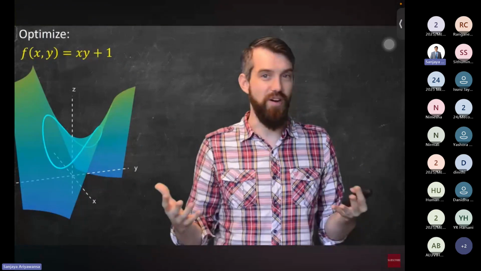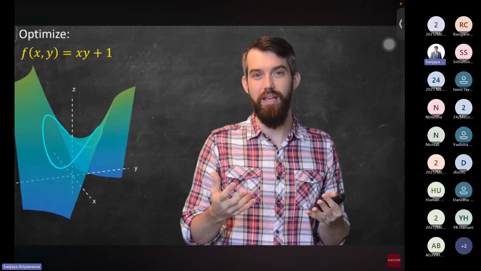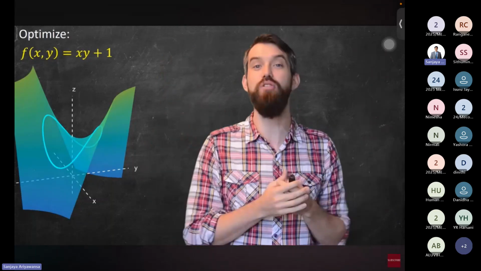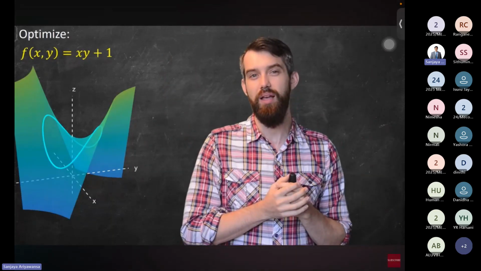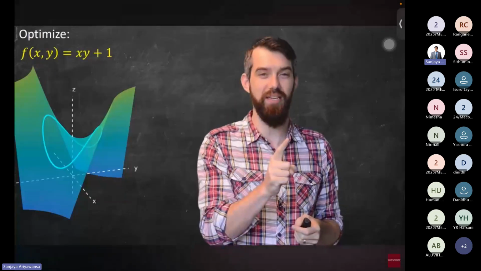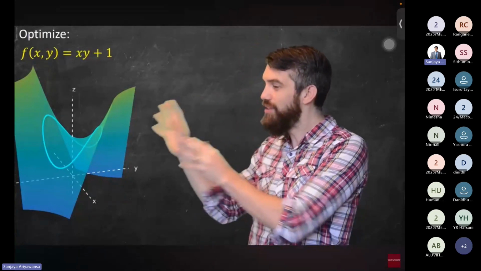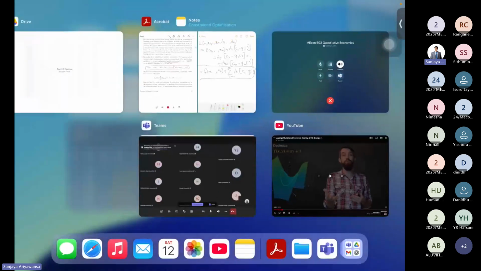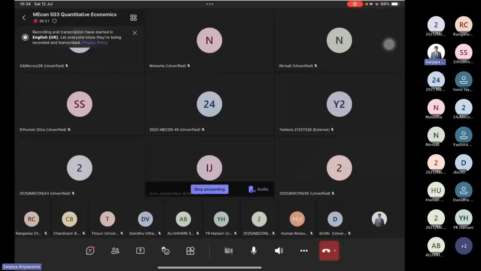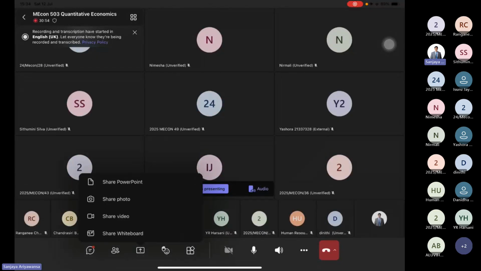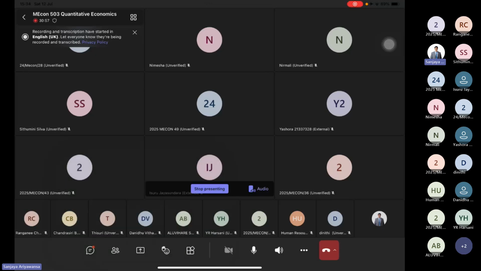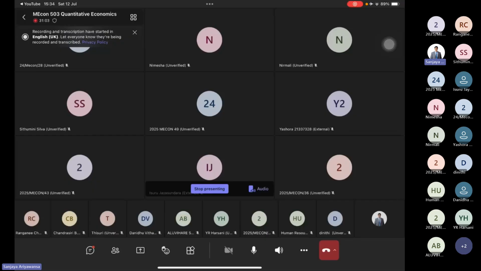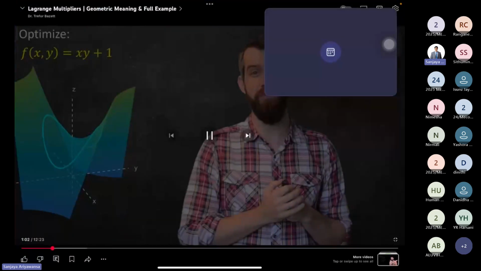What I have is just the graph of some function, the function xy plus 1. And the graph itself has a saddle point at the point 0, 0, but it then goes up in one direction forever and goes down in some other direction. However, if I impose a constraint, if I say it has to be on this particular curve, and I'm asking, what is the maximum of this function restricted to that curve? What is the minimum of this function restricted to that curve?